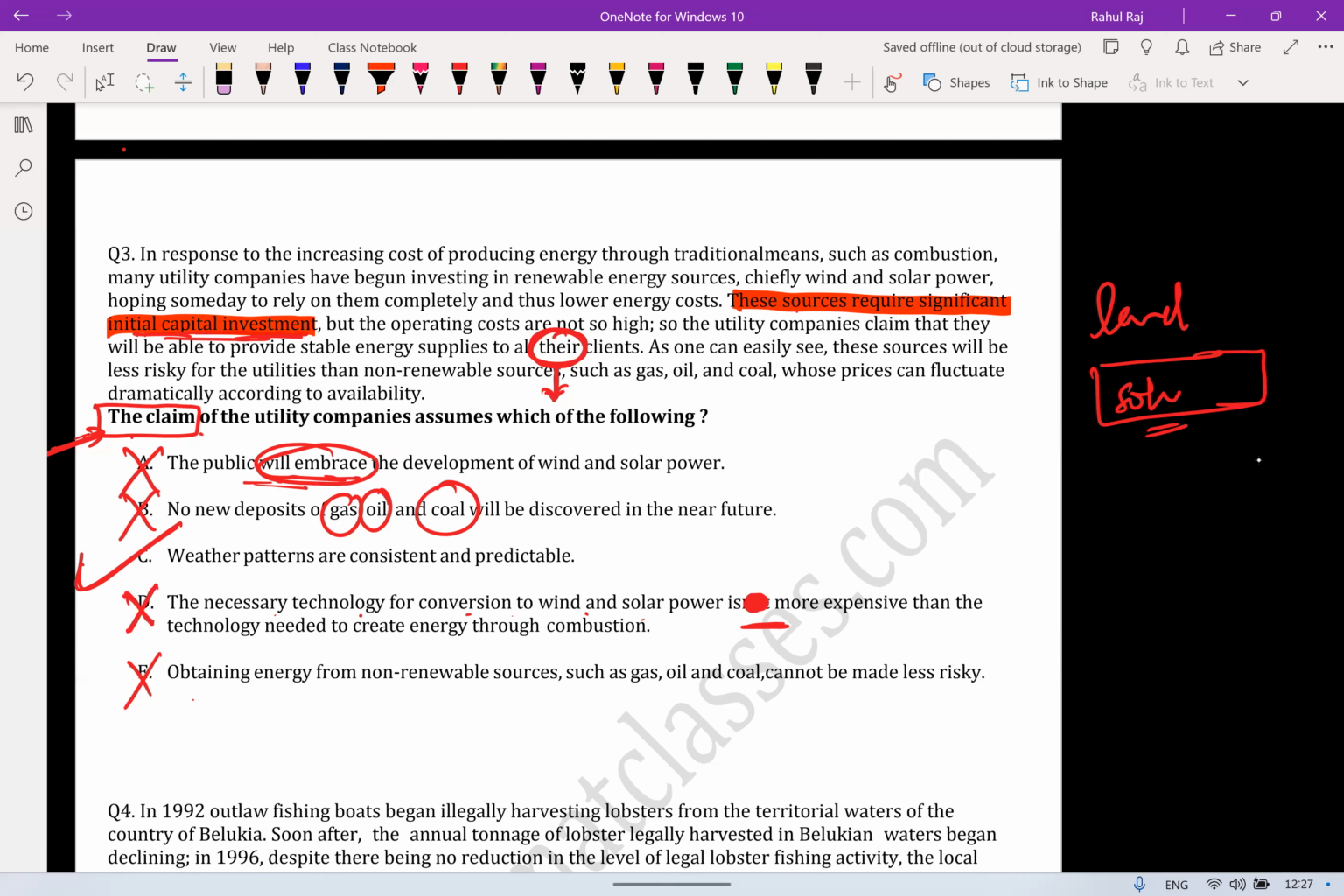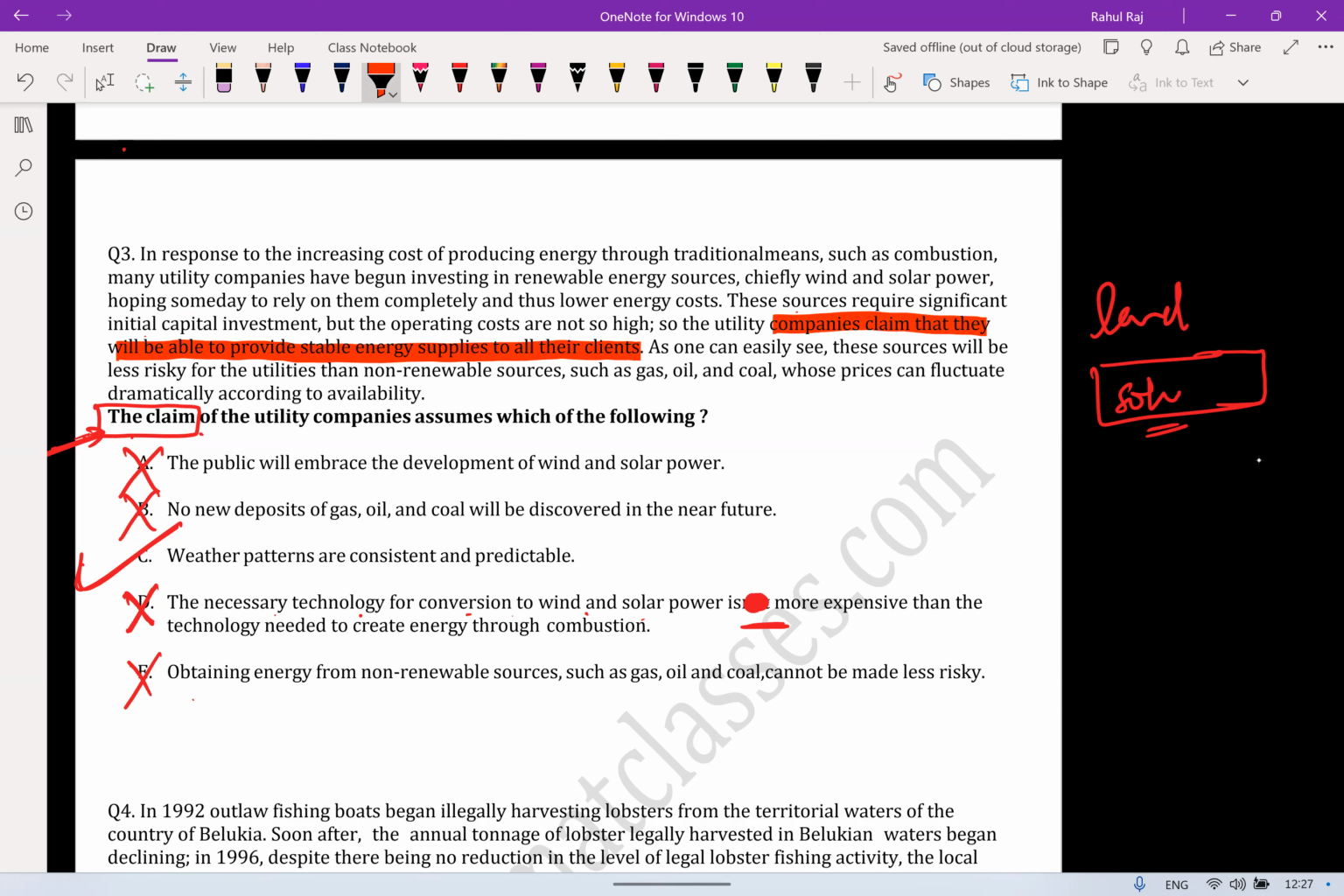Yes, sir. It says weather patterns are not consistent. First of all, what are you talking about, energy? What is the claim talking about? It is talking about wind and solar power, right? Look into the claim of the company: the utility company claims that they'll be able to provide a stable source of energy to all their clients. So what energy are they talking about? They are talking only about wind and solar power. Be very sure about it. I hope you are very sure about it, right?